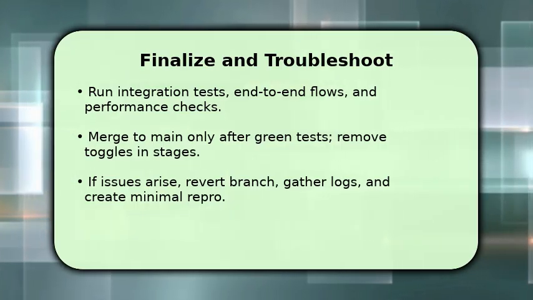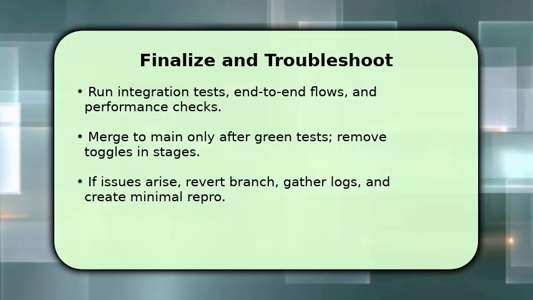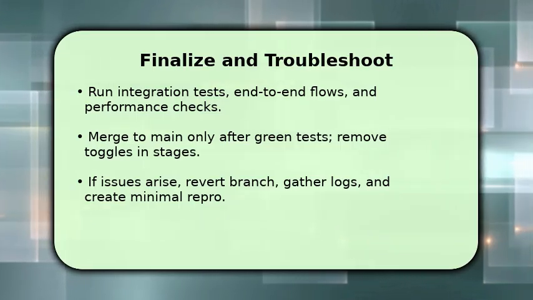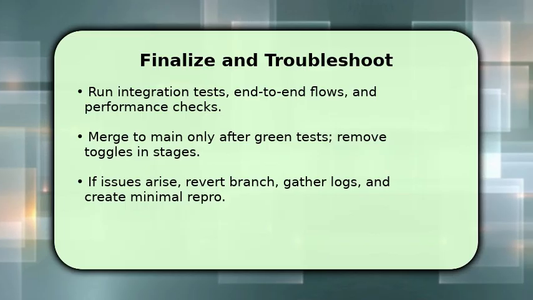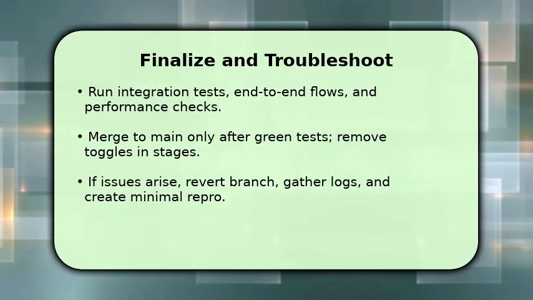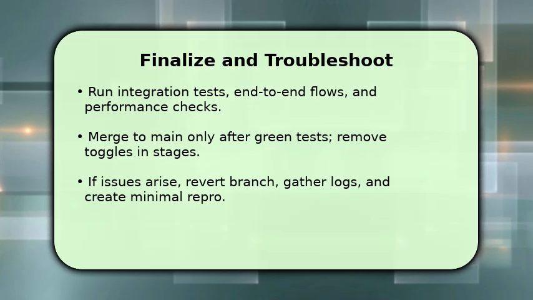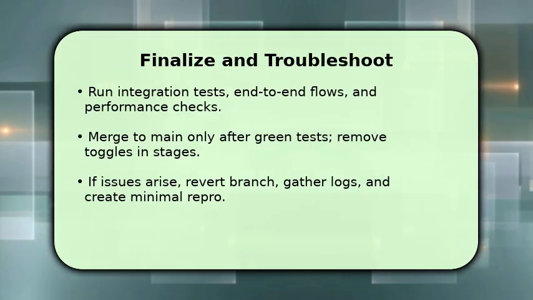If something goes wrong, revert the branch immediately, gather detailed logs and a minimal reproducible case. This lets you pinpoint the failure without guessing. Make sure to communicate the rollback and next steps to the team so fixes proceed smoothly and deployments stay safe.